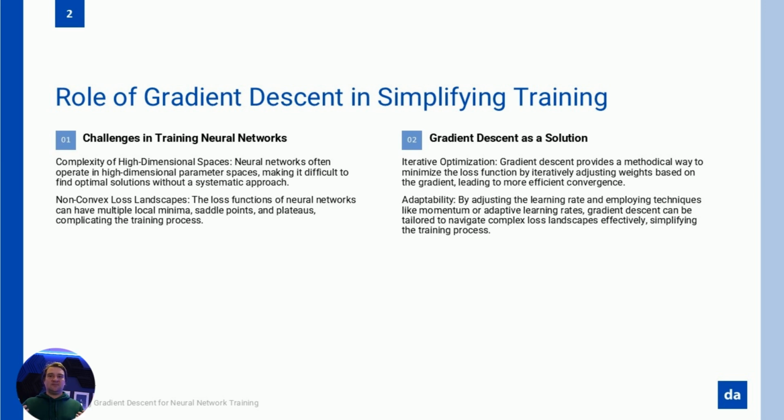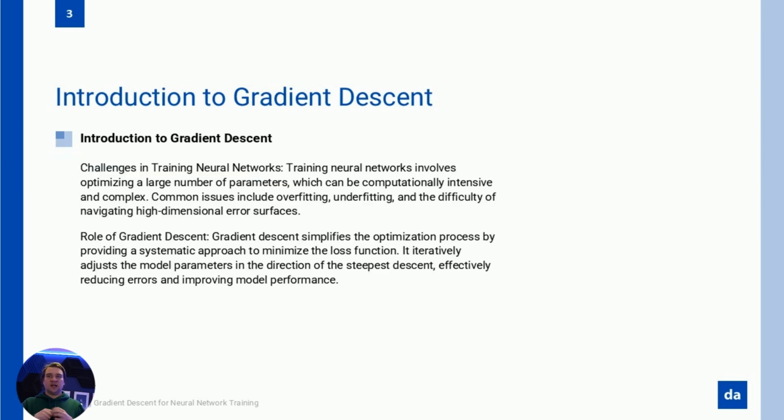Let's go. Now that we understand the challenges and how gradient descent can help simplify the process, let's take a closer look at what it actually is. Gradient descent isn't just a fancy term, it's the backbone of training neural networks, ensuring they learn and improve with every iteration. So let's break it down.